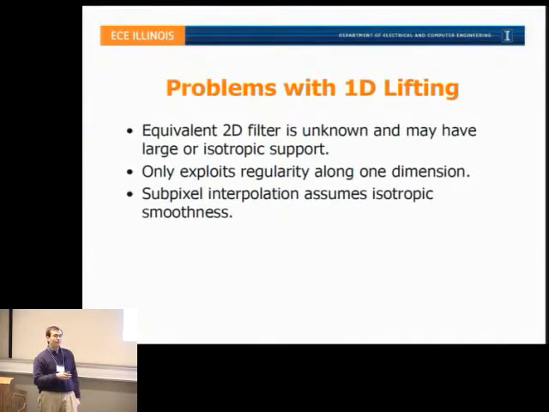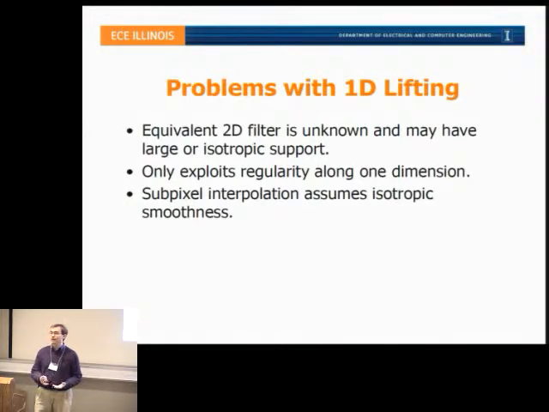The first one is they still need to do this in two steps. They pick one angle and do it, and then they do it at a separate angle, because you need to have two sets in order to do a two-dimensional signal. But then your equivalent 2D filter is unknown, and it may have larger isotropic support.